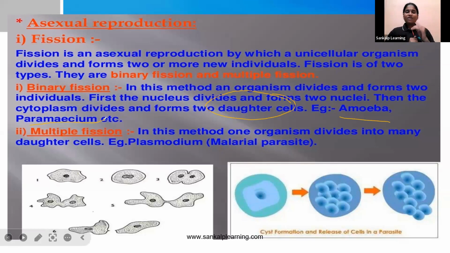When we come to multiple fission, as the name says, multiple means many, two or more. In this method, when an organism divides into many daughter cells, that is called multiple fission.